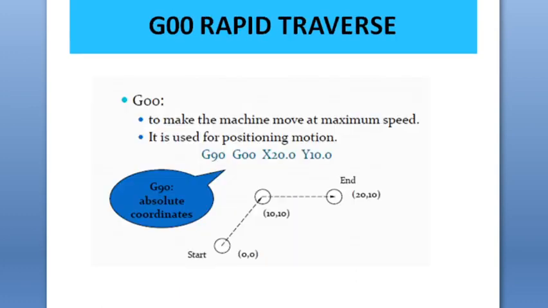It's the format for G00, rapid traverse. The format for G00 is G90, the absolute coordinate system, followed by G00 rapid traverse. It makes the machine move at maximum speed. It is called a rapid traverse. It is used for positioning the motion.